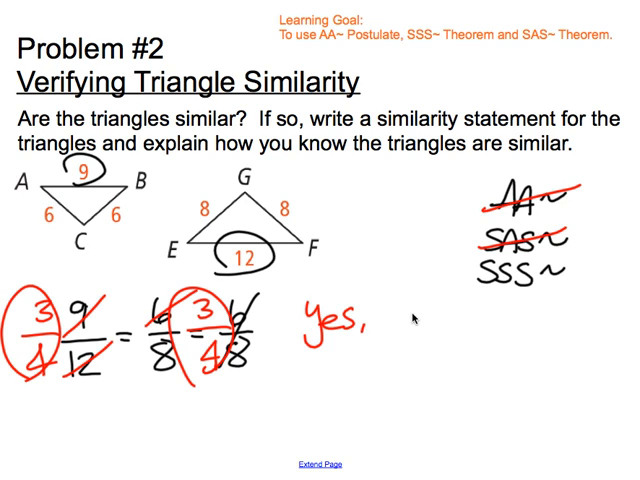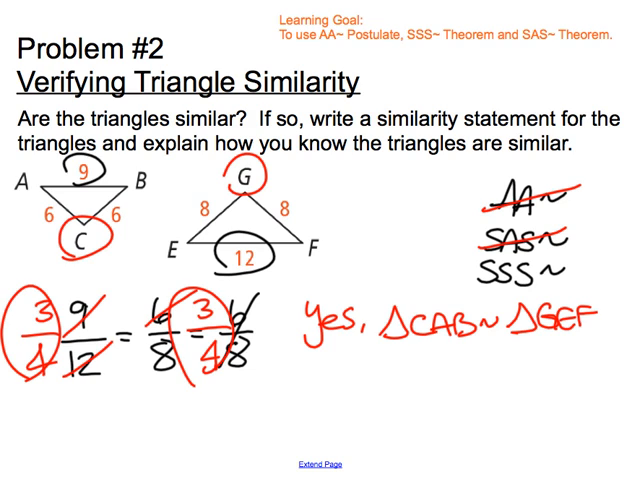And so we can write a similarity statement. In this case, probably the easiest starting point are the vertex angles of the isosceles triangles. So here I'll say that triangle CAB is similar to triangle GEF. And again, the reason that I know that is because of the side-side-side similarity theorem.